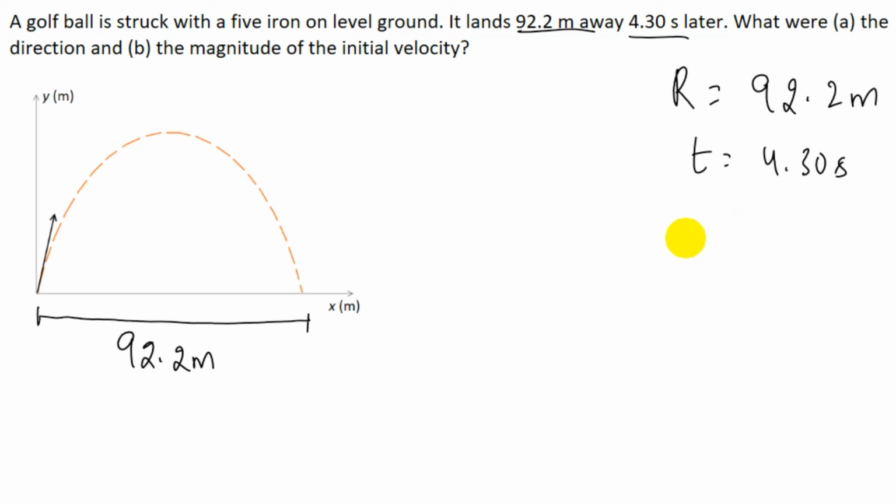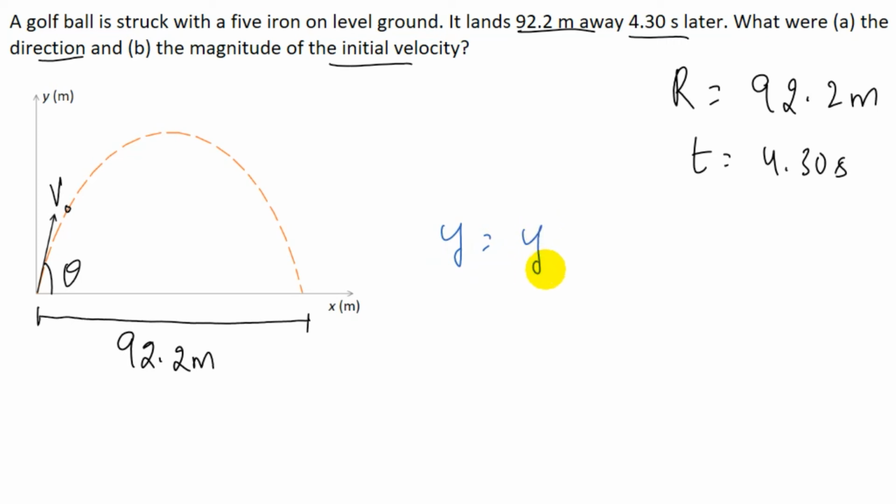Now there are two parts that we need to solve. In part A we need to find the direction, this angle theta, and the magnitude of the initial velocity, v0. These two things we have to find. Now we are given the time of flight, so we can either directly use the formula for time of flight or start from the basic equations. So I'll start from the basic equations.